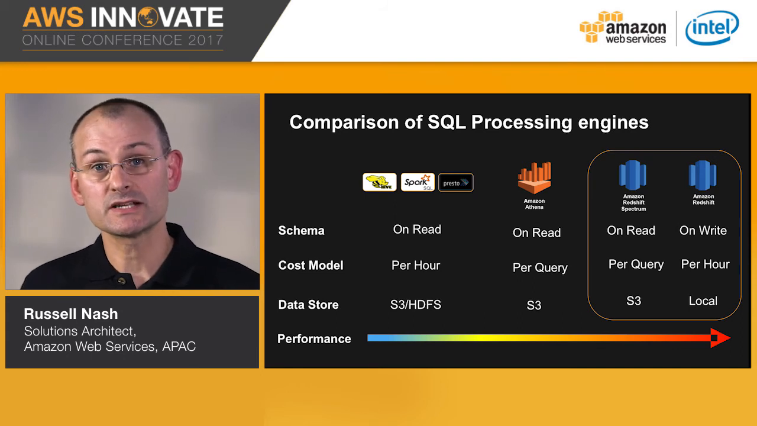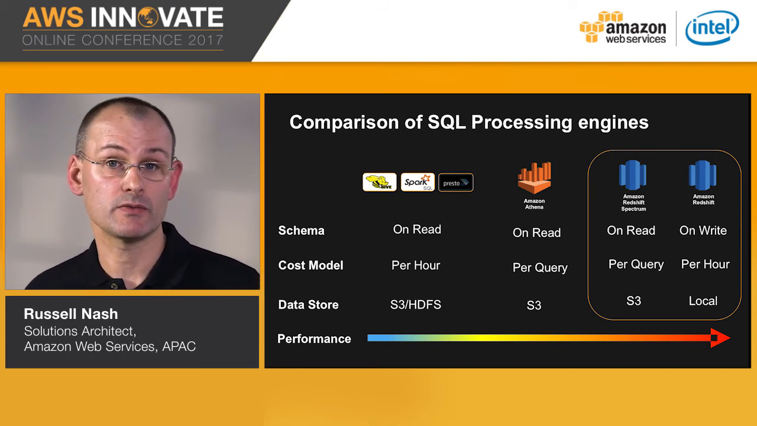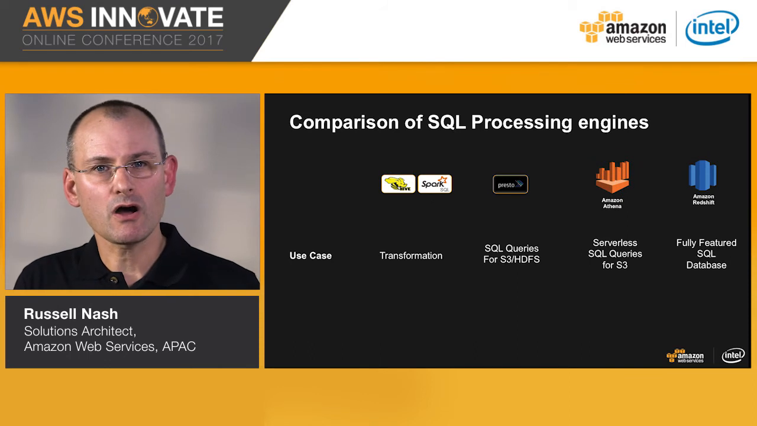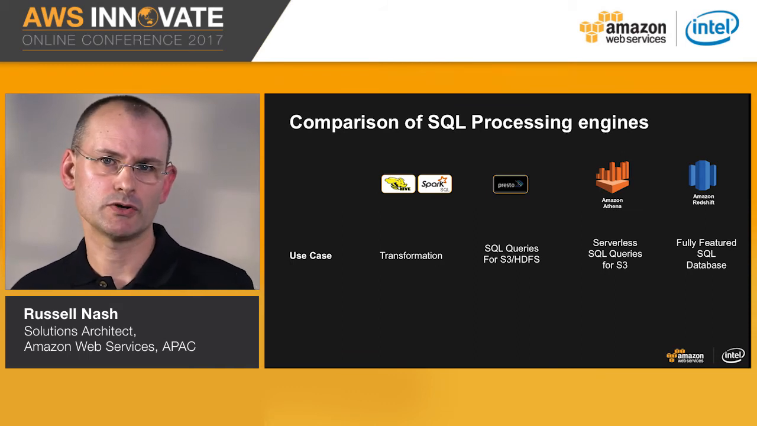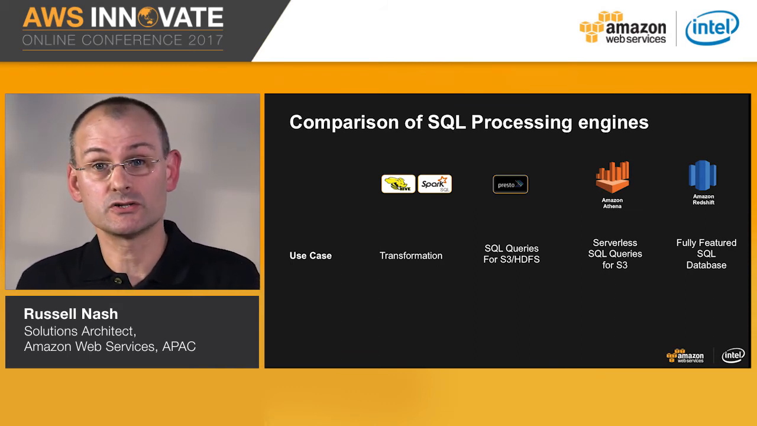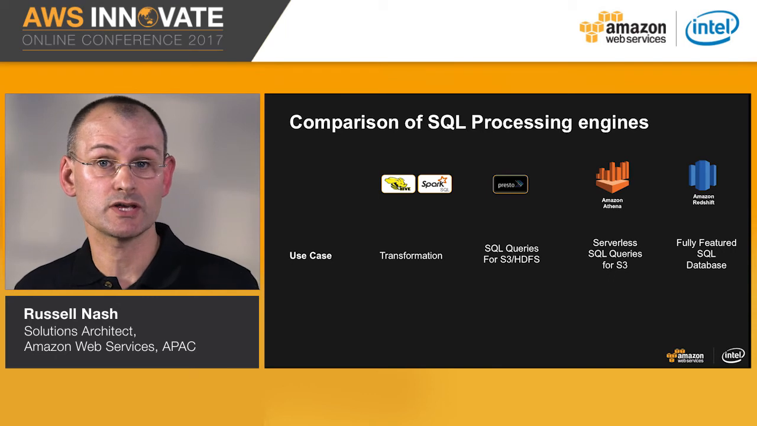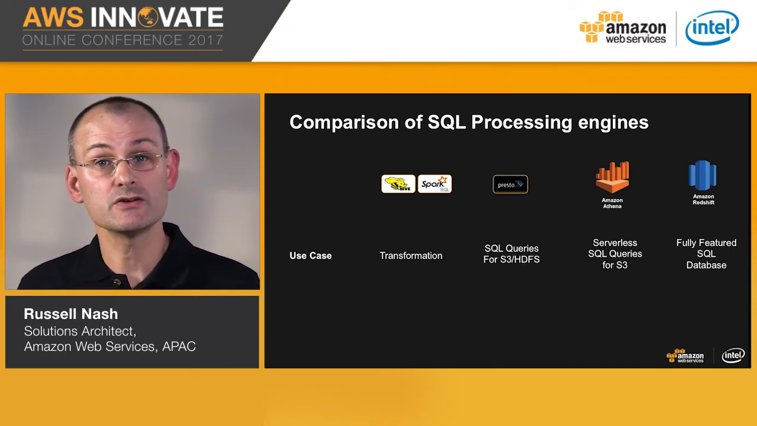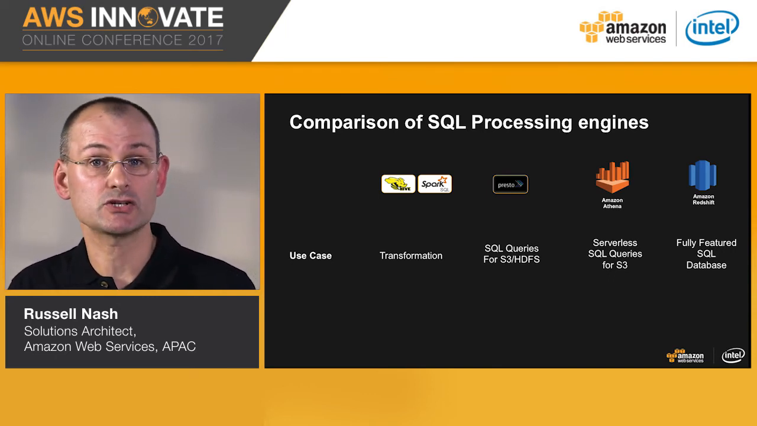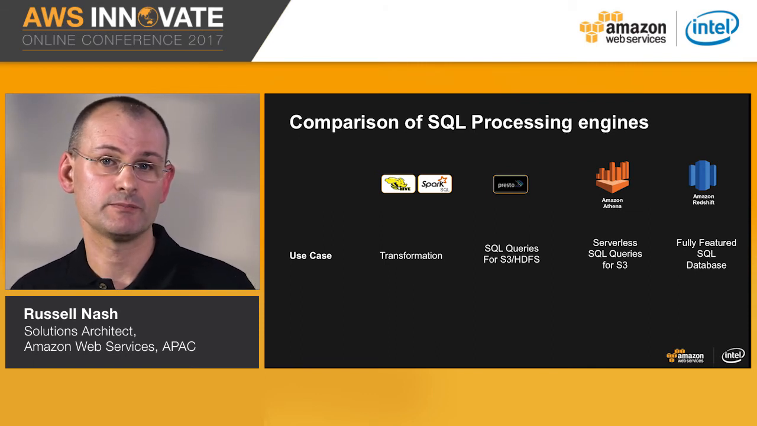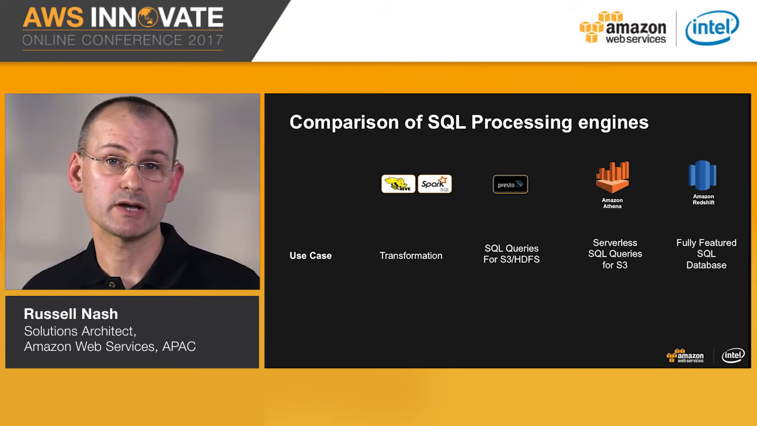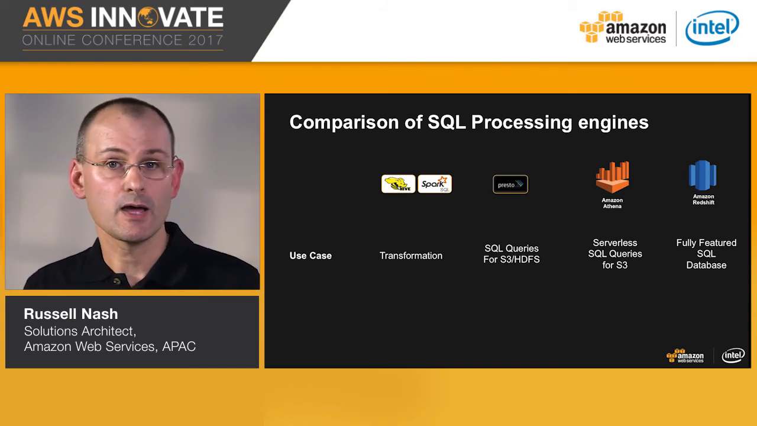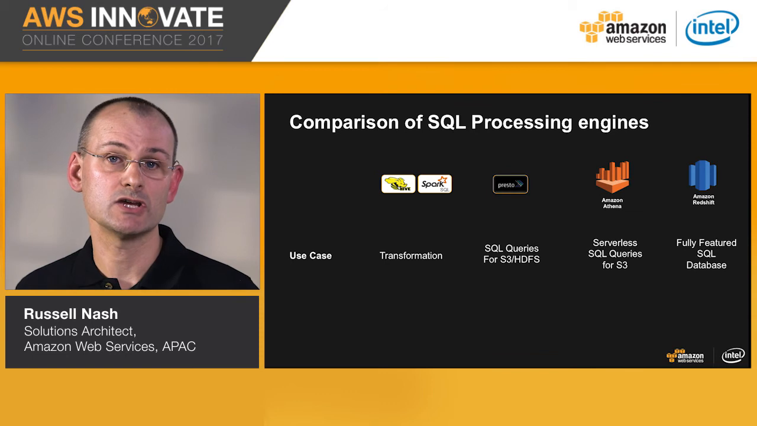So given those aspects, let's now look at some of the use cases that they would support. If you look at Hive and Spark SQL, typically they're used for transformational types of queries, more batch type workloads. Whereas Presto is designed for interactive SQL queries across S3 and HDFS, and Athena is similar but in a serverless fashion and talks just to S3. And then Redshift is really your fully featured SQL database. So hopefully that gives you a bit of a feel for when you might use different engines.